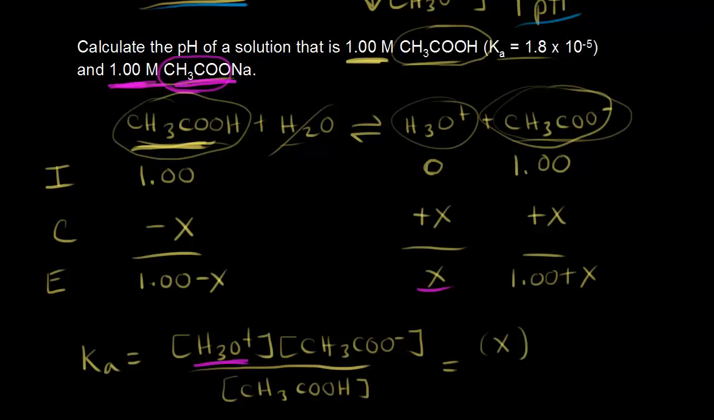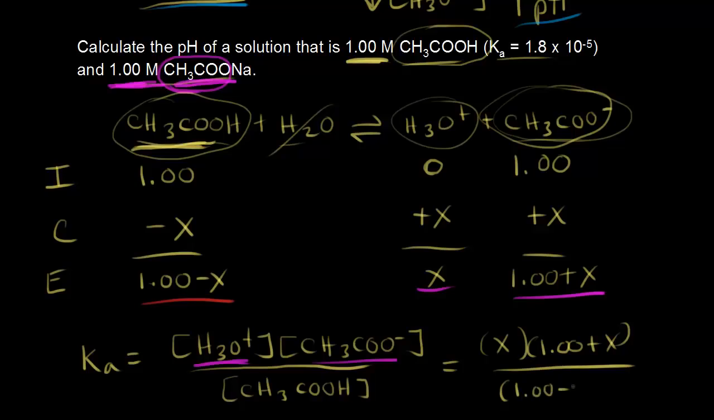All right, so for hydronium at equilibrium, our concentration is X, so we put an X in here. For acetate, our concentration at equilibrium would be 1 plus X. So let's put that in. So we have 1.00 plus X. And then this would all be over the concentration of acetic acid, which would be 1 minus X. So over here we put 1 minus X.